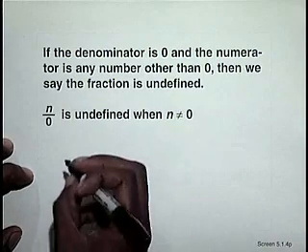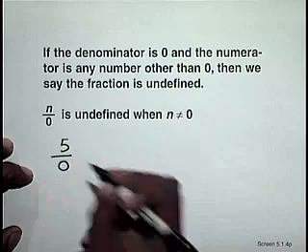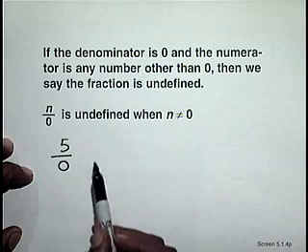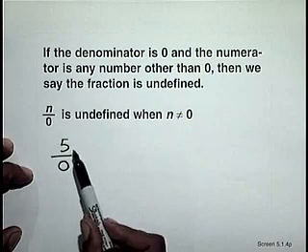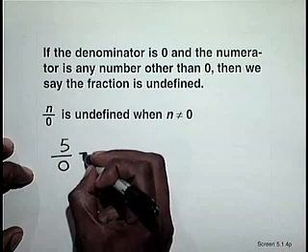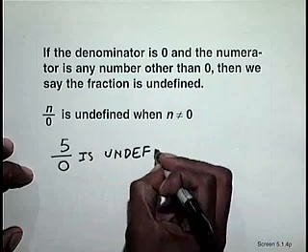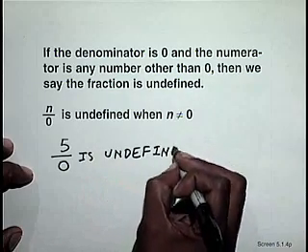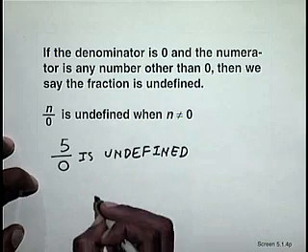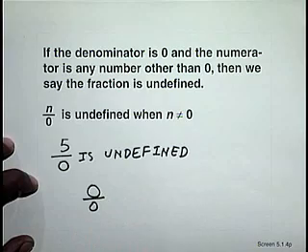An example of this, let's take a fraction such as 5 over 0. Again, we notice that the numerator is any number other than 0. The denominator is 0, so therefore we say this fraction is undefined. In the case where the numerator is 0 and the denominator is 0, we say that's indeterminate. So we don't have an answer for 0 over 0.